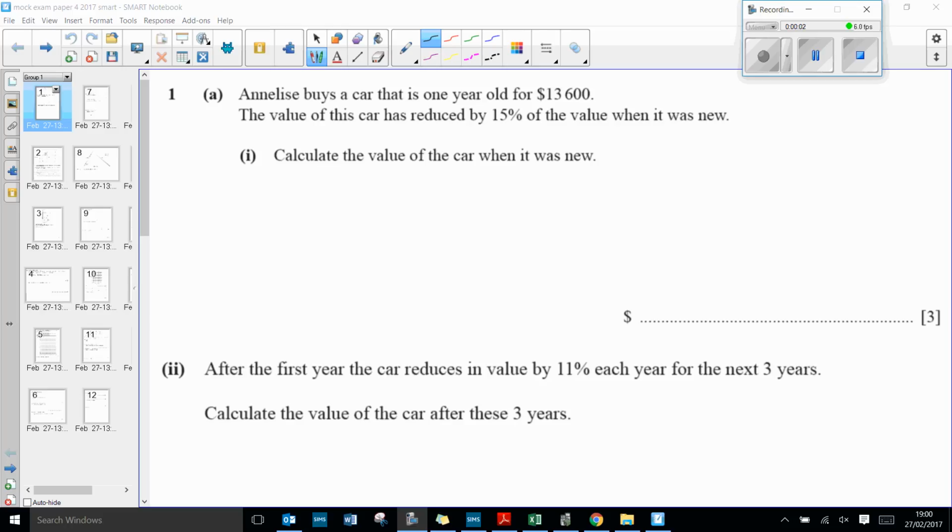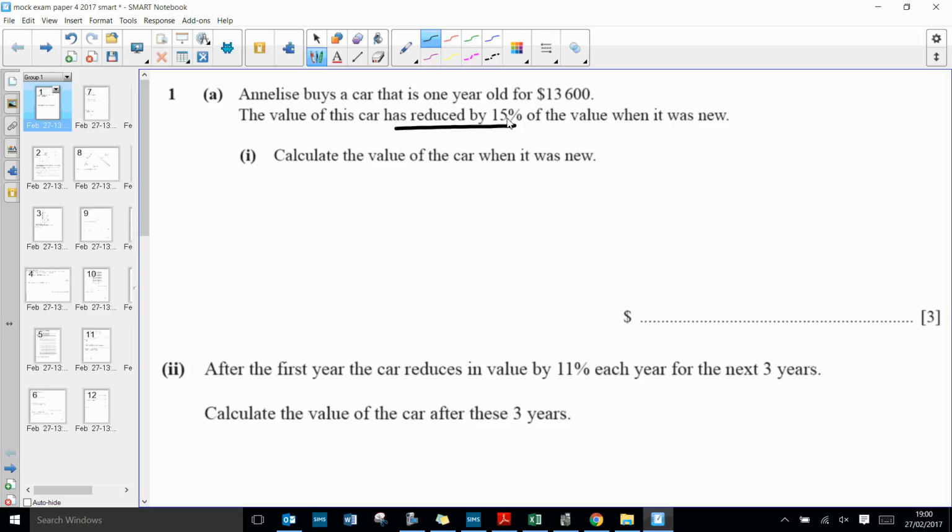Annalise buys a car that is 1 year old. The value has reduced by 15% of the value when it's new. So if we're trying to find the value when it was new, it means that the 15% reduction has already occurred. That means to reduce something by 15%, we would multiply it by 0.85.